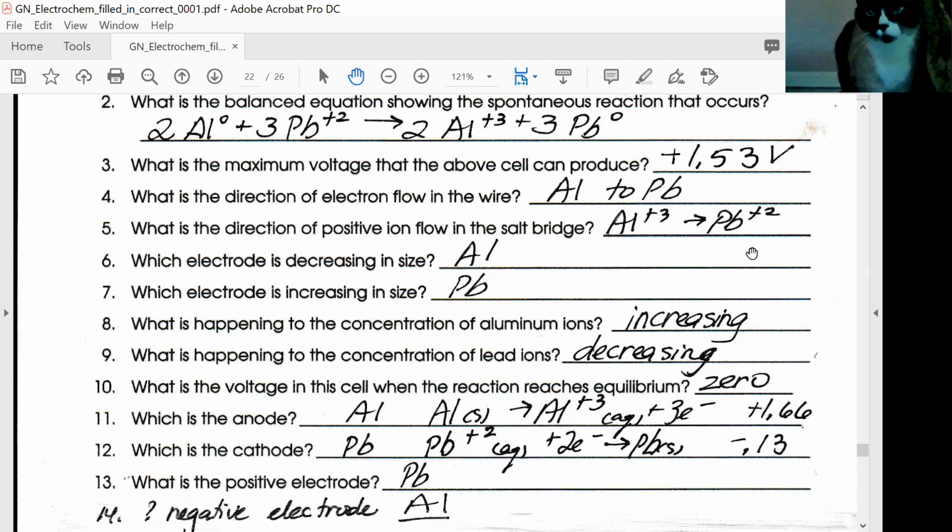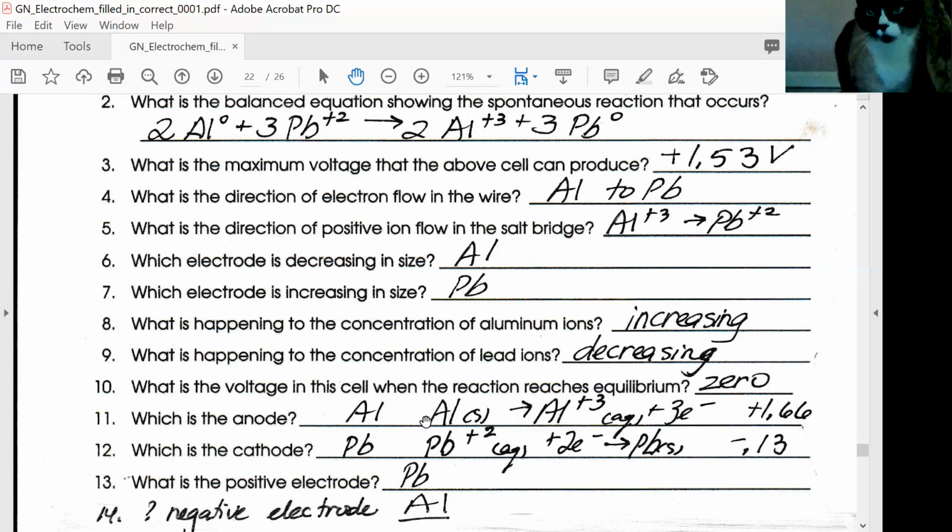The direction of positive flow in the salt bridge is aluminum +3 to lead +2. Which electrode is decreasing in size? Aluminum. Aluminum is getting smaller. It's becoming an ion. Which electrode is increasing in size? Lead. Lead's going from the ion to deposit lead solid. What is happening to the concentration of aluminum ions? They're increasing. What is happening to the concentration of lead ions? They're decreasing. What is the voltage in the cell when the reaction really reaches equilibrium? 0.